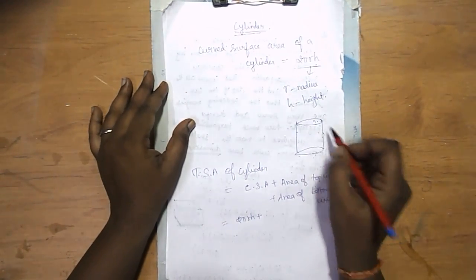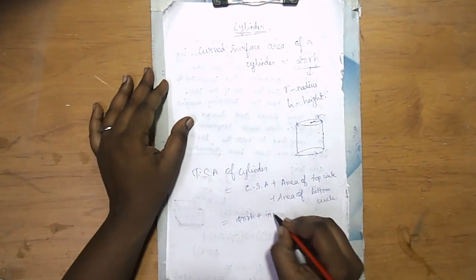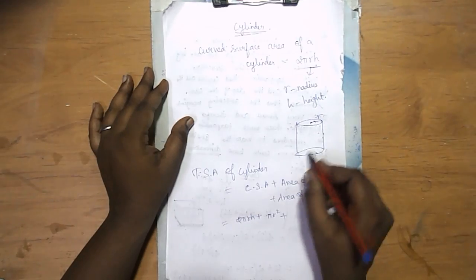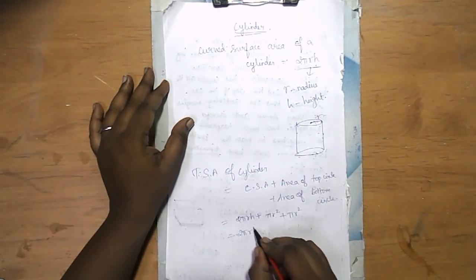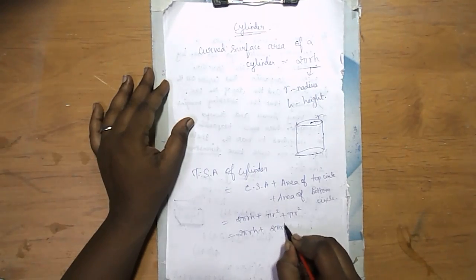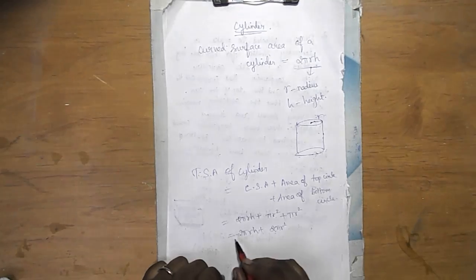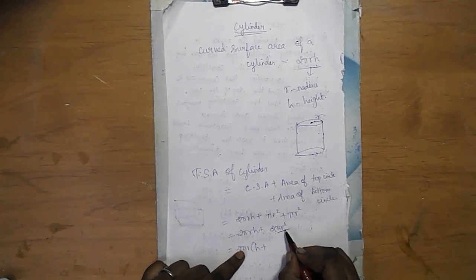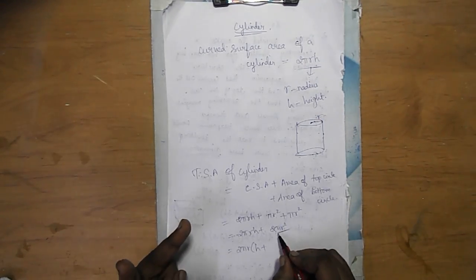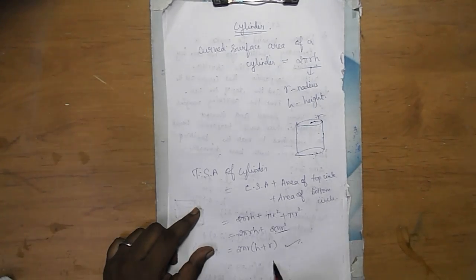The radius, take it as r. The area of the top circle is pi r square. The bottom is also pi r square. So pi r square plus pi r square gives 2 pi r square. Here 2 pi is common to both terms, and r is also common. Taking 2 pi r common, h remains, plus the remaining term: 2 pi r square has two r's, so taking out one r leaves another r. So this is the formula for the TSA of the cylinder.